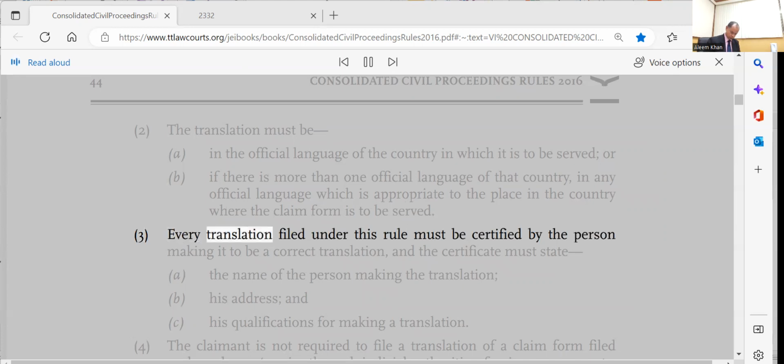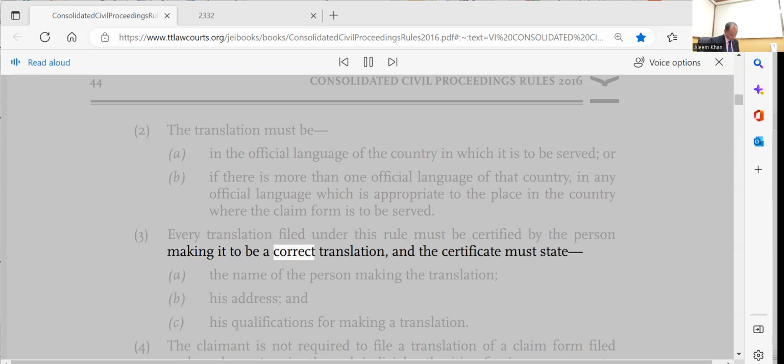3. Every translation filed under this rule must be certified by the person making it to be a correct translation, and the certificate must state a. the name of the person making the translation, b. his address, and c. his qualifications for making a translation.